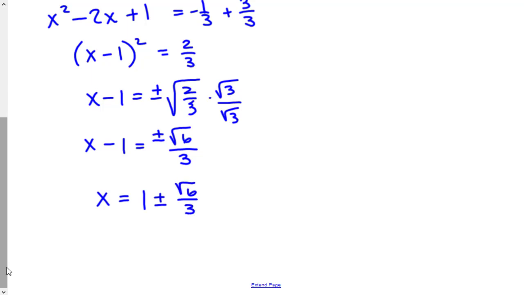Now, be careful in your homework. Sometimes they want you to write this as two separate values. Sometimes they want you to combine it into one. To combine into one, it's not that big a deal. Just change the 1 into 3 over 3 and write it 3 plus or minus square root of 6 divided by 3. So just basically getting a common denominator and combining. Either answer is fine for me, but just watch for the way the homework wants it.